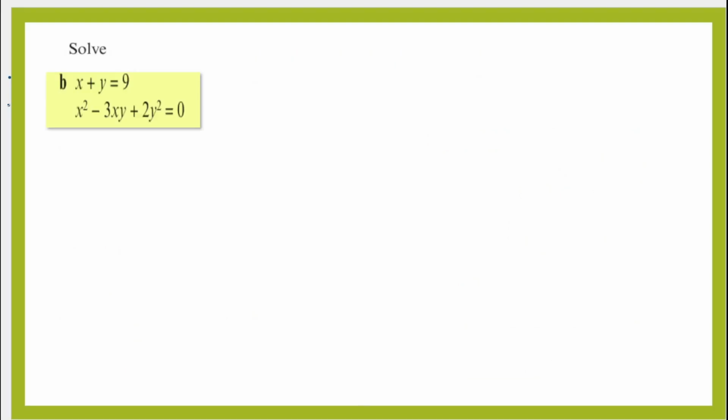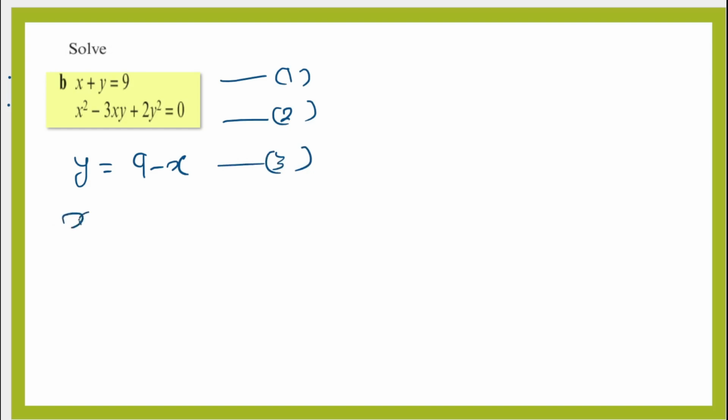Let us try to solve x plus y is equal to 9, x square minus 3xy plus 2y square is equal to 0. Now rearranging the first equation, y is equal to 9 minus x. Now substitute the value of y in equation number 2. x square minus 3x times 9 minus x plus 2 times 9 minus x the whole square equal to 0.